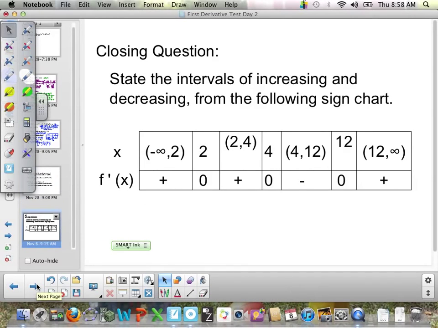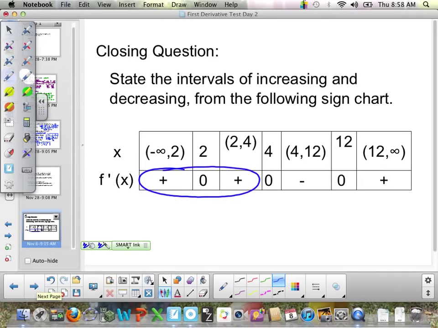And a final question, just to kind of throw you for a loop. State the intervals of increasing and decreasing from the following chart. I put this question on here because of what's happening here. The correct answer, we are increasing from -infinity to 4 in union from 12 to infinity.